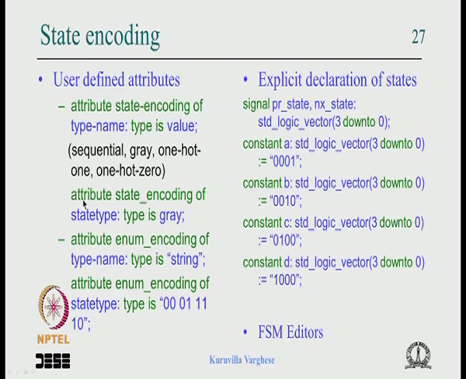So I am showing one example where attribute state_encoding of state_type is gray. There is another way, you can say attribute enum_encoding of type name state_type, say the type is string, give the assignments straight away. So you can take the assignment as 00, 01, 11, 10. Here you have to choose between these four, but here you can tell the custom encoding.